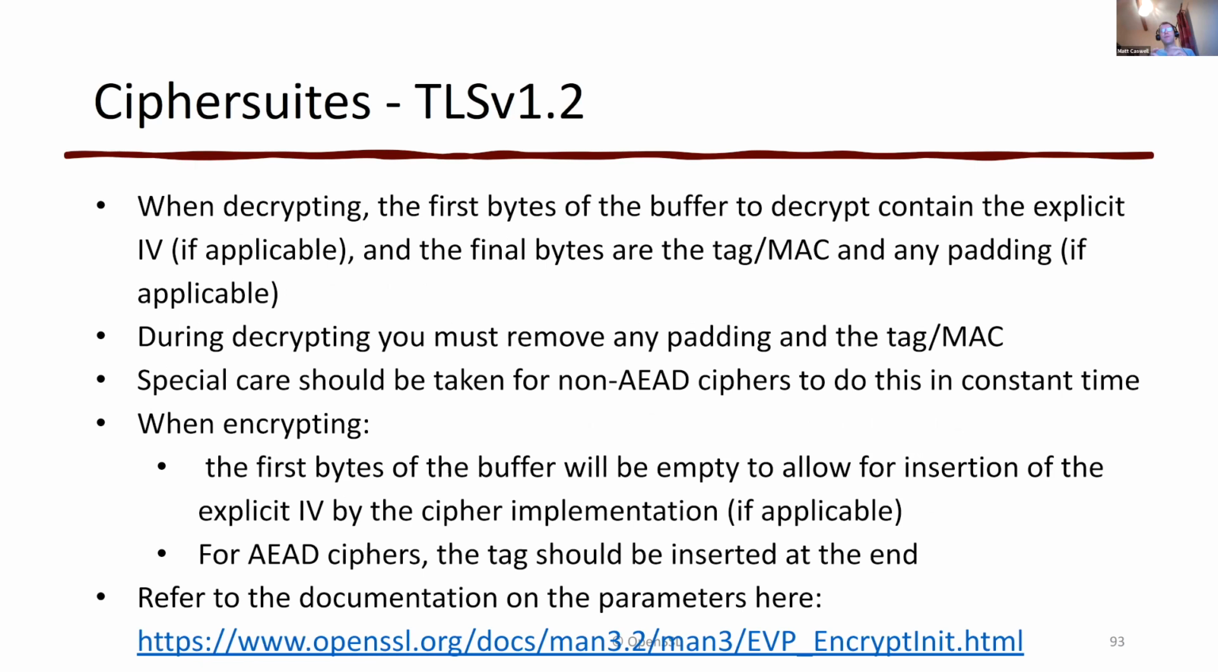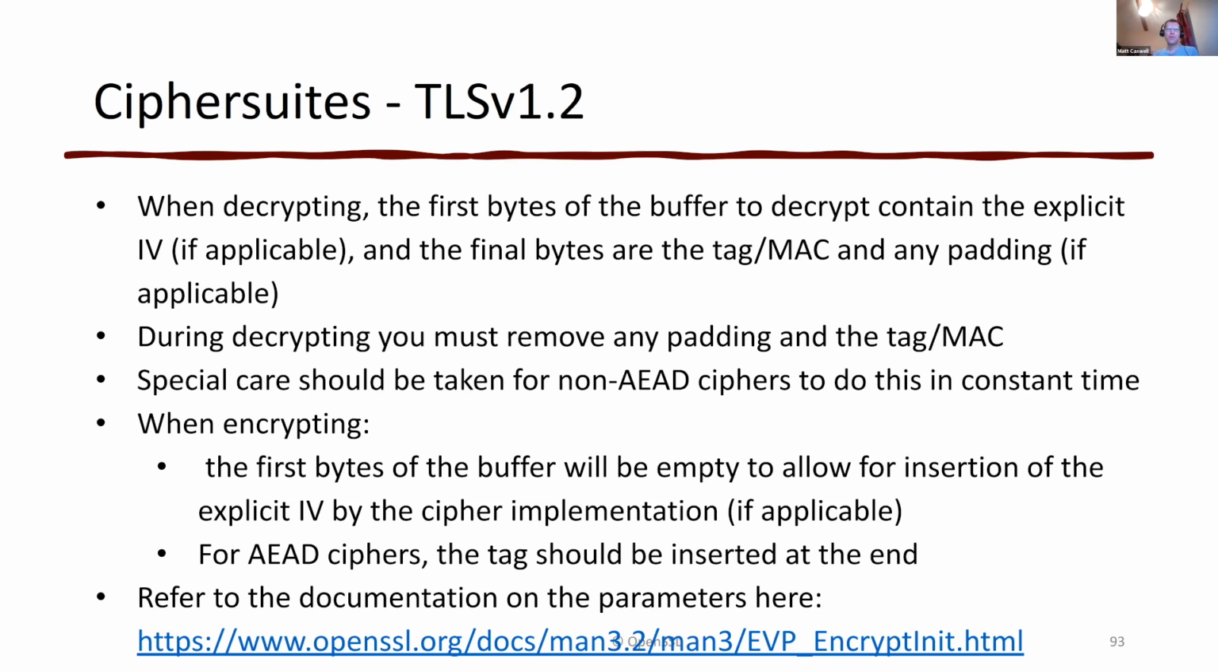When you're decrypting, the first bytes of the buffer will contain the explicit IV. So you combine that with the fixed IV that you received earlier, according to the TLS spec. The final bytes in that buffer contain the tag or the MAC, and any padding if it's applicable. So you need to look at the IV, you need to remove any padding and the tag and the MAC, and you need to do it in constant time. So here be dragons. This is quite difficult to do correctly.